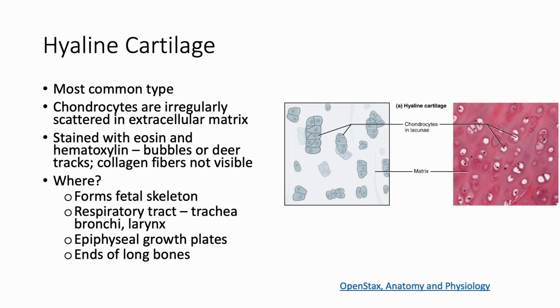Where do we find hyaline cartilage? Well, first of all, it's what's going to form the fetal skeleton and then, of course, be replaced by bone. We also find it in our respiratory tract, in the trachea, the bronchus, and the larynx. So when we have the tube that goes to the stomach, the esophagus, and the tube that goes to the respiratory system, the esophagus is made of smooth muscle, but the trachea includes cartilage.